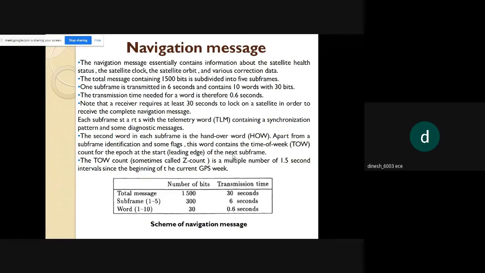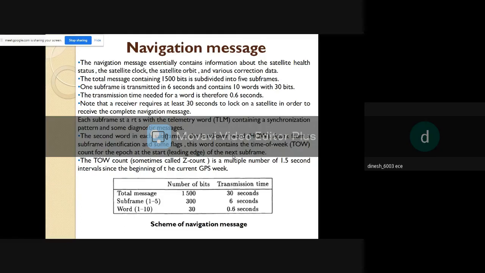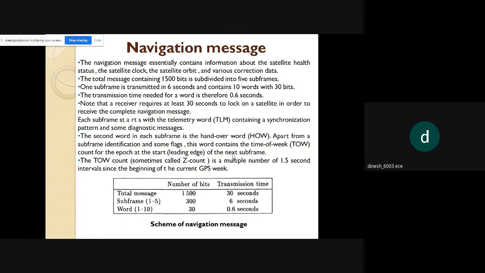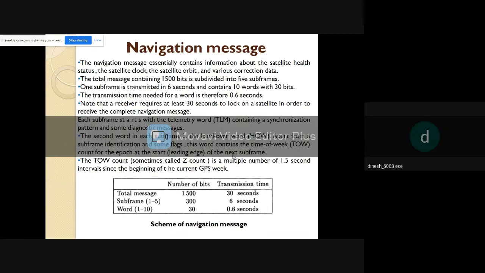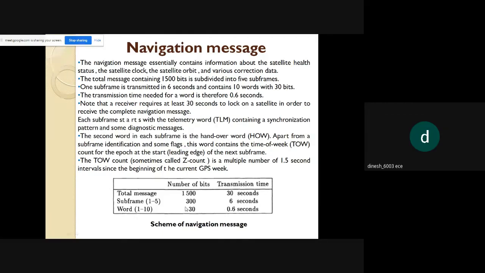Sometimes this time of week is called the Z count and is always a multiple of 1.5 seconds, in 1.5 second intervals since the beginning of the current GPS week. So if we start at Sunday, from that time onwards, whenever we want the time of the week, it will be a 1.5 second interval of that. So this is your frame scheme of the navigation message.